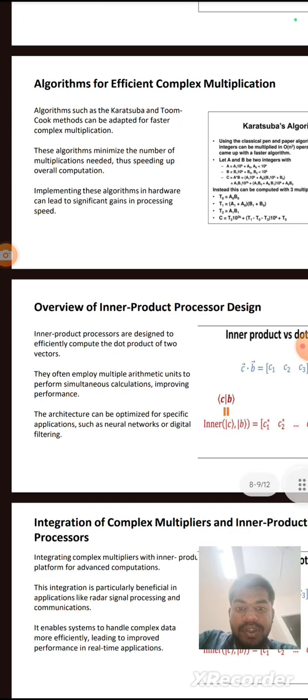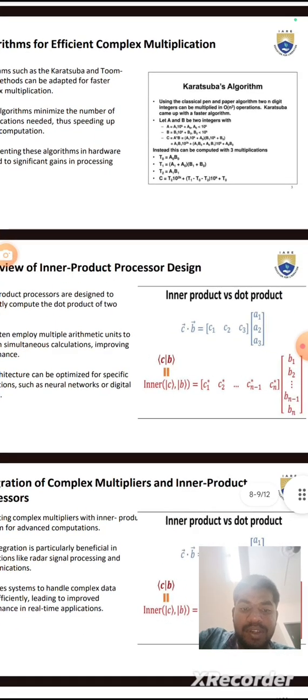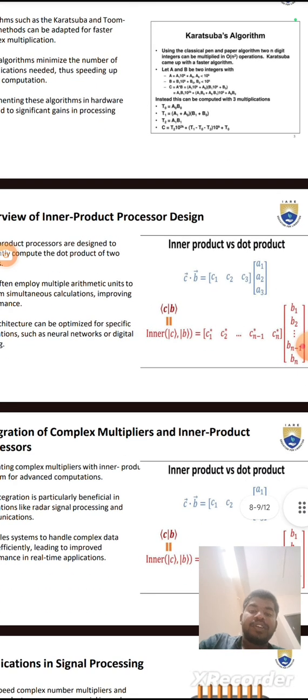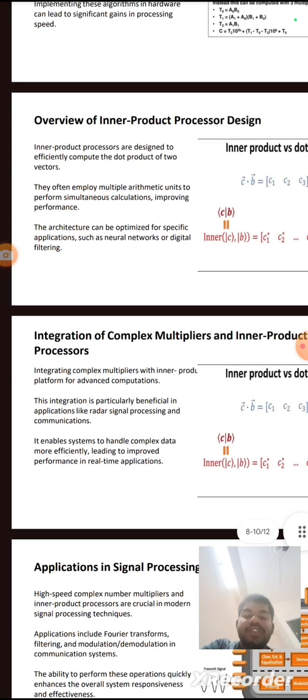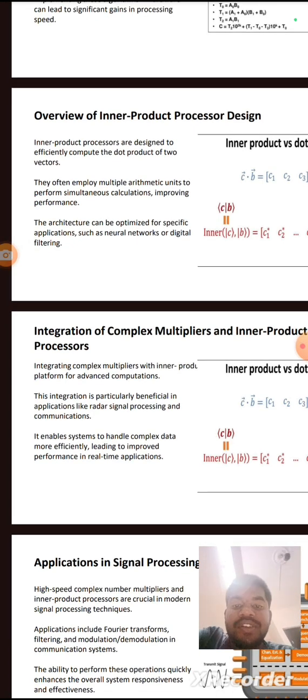Overview of the inner product processor design. The inner product is the dot product. For a dot product, there is one row and three columns. First, we do the multiplication. The inner product processors are designed to efficiently compute the dot product of two vectors. They often employ multiple arithmetic units to perform simultaneous calculations, improving performance.